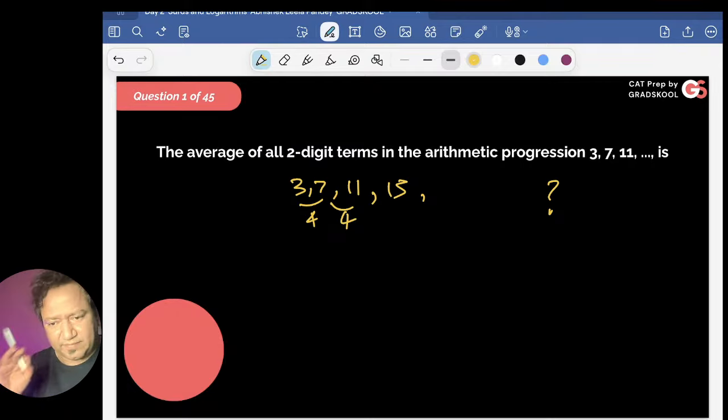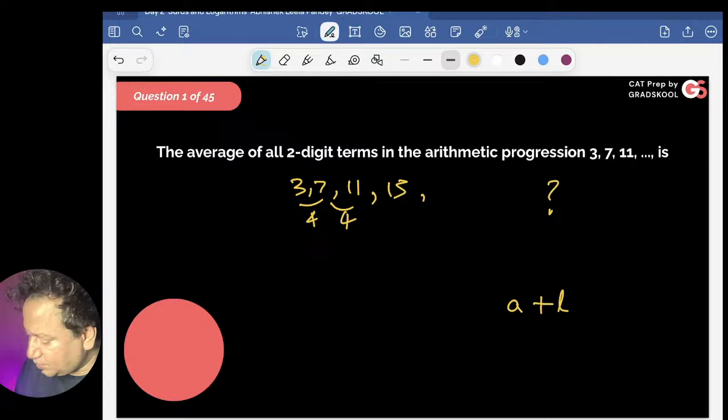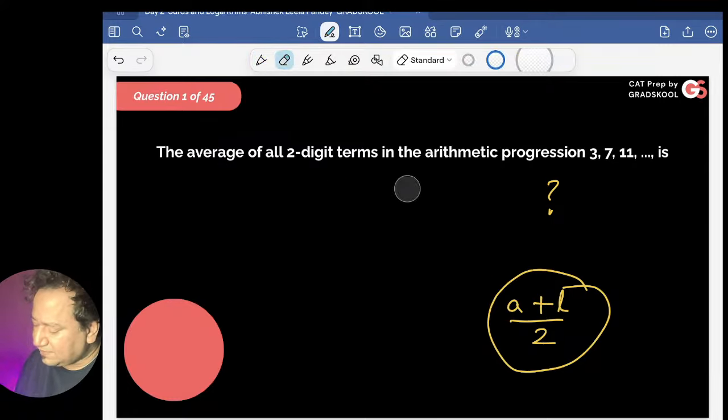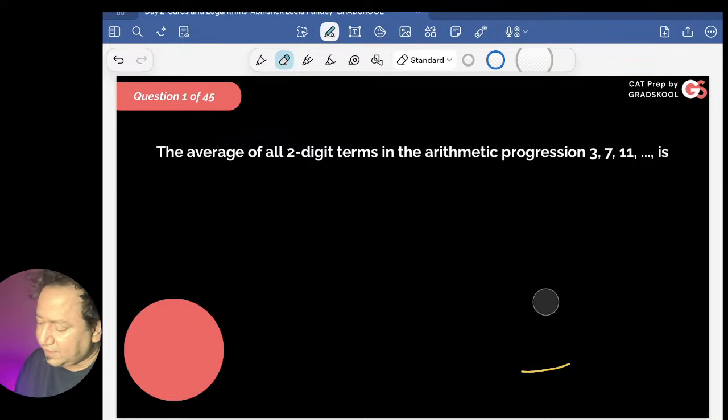In case of an arithmetic progression, if first term is A and last term is L, then (A plus L) upon 2 happens to be the average, because all the terms in an arithmetic progression are equally distributed. Difference is common. I hope all of you know that already, right? So once we have that, we need to identify the first term in our consideration.